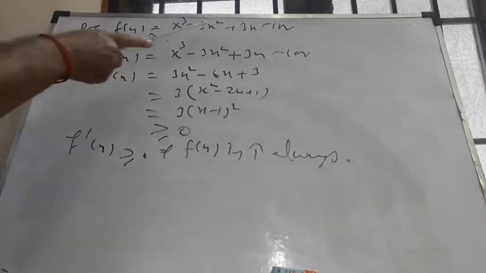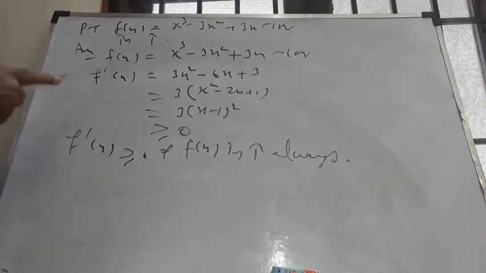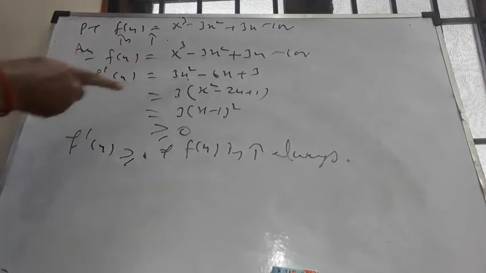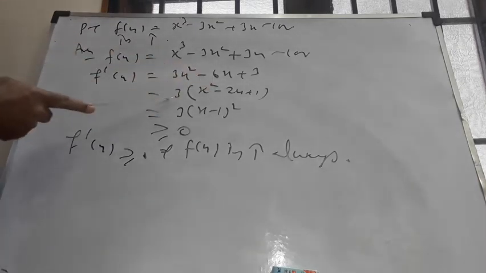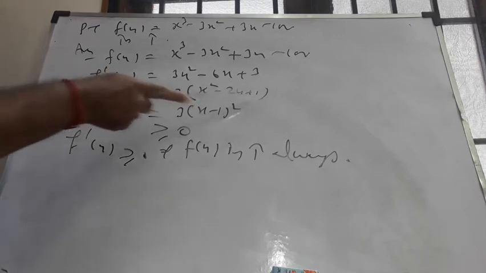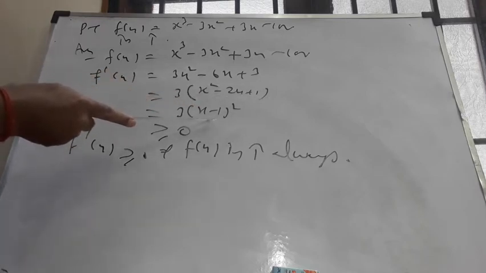f of x is x cube minus 3x square plus 3x minus 100. f dash of x is 3x square minus 6x plus 3. Take 3 as common, I'll get x square minus 2x plus 1. x minus 1 whole square is a perfect square.